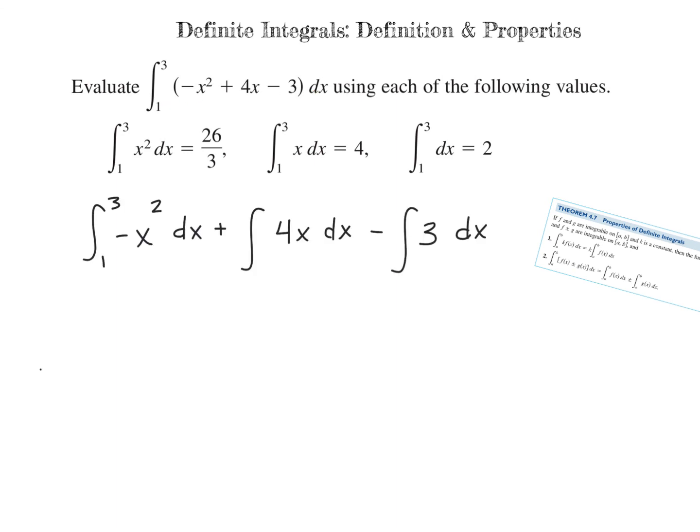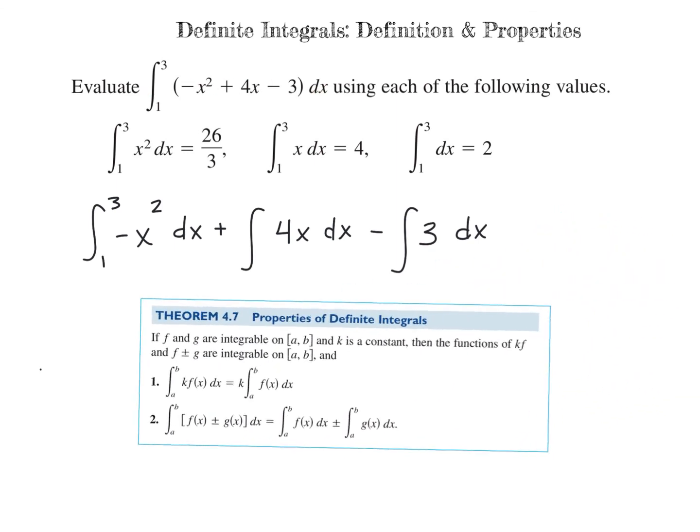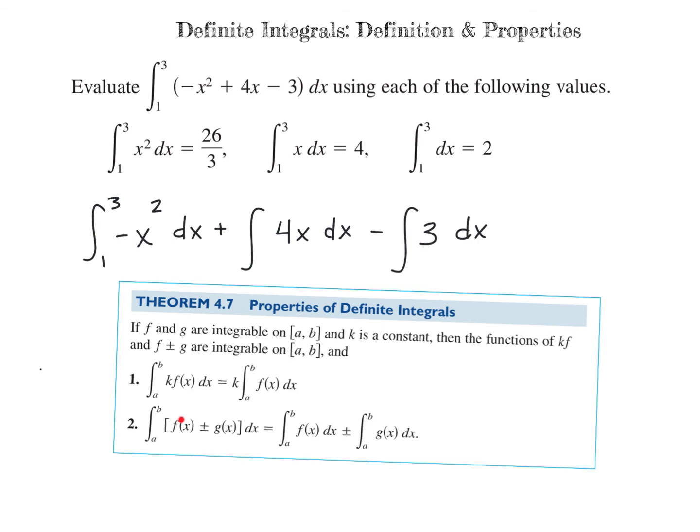So what I have done is I have rewritten the original integral that we want to solve using that second property that says that we can split up each term into a separate integral. So I've done that. The first term has its own integral. The second term, 4x, has its own integral. And I actually forgot to write the limits here. They should all have the same limits from 1 to 3.